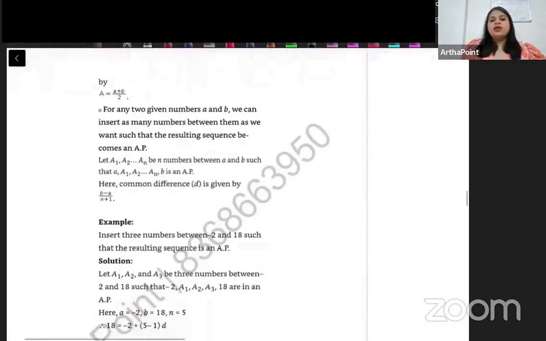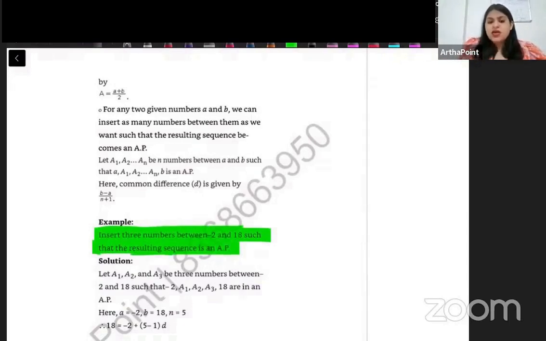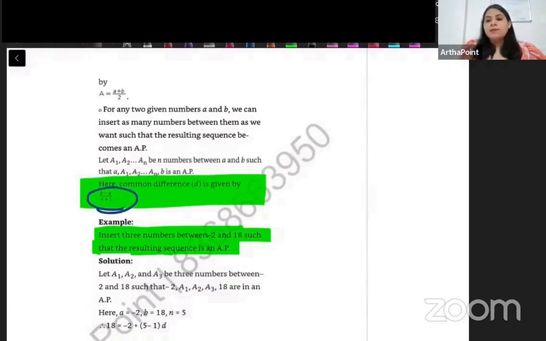Now, let us come to another property. Sometimes a question will be like this. Let's read the question first. Insert 3 numbers between 2 and 18 such that the resulting sequence is an AP. Whenever you are asked to insert a certain number of terms between two terms A and B such that the resulting sequence is an AP, you must be able to use this formula. The common difference is given by B minus A upon N plus 1.